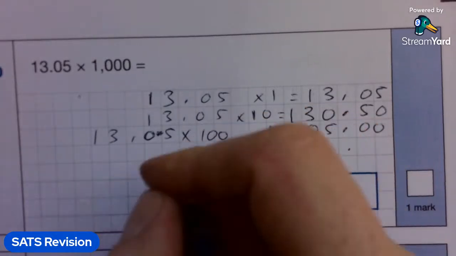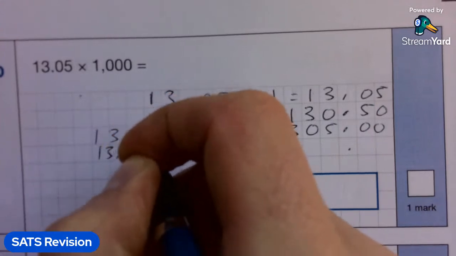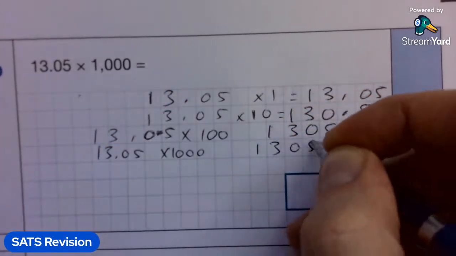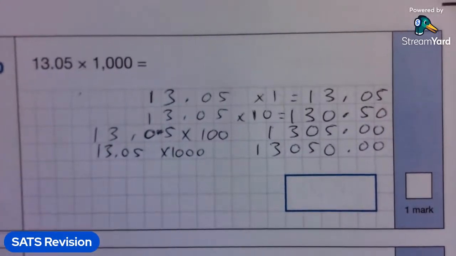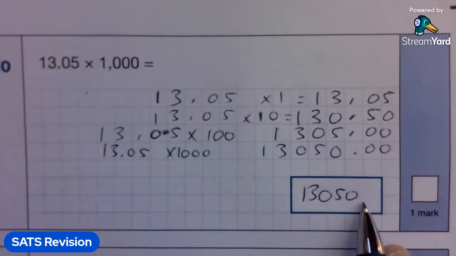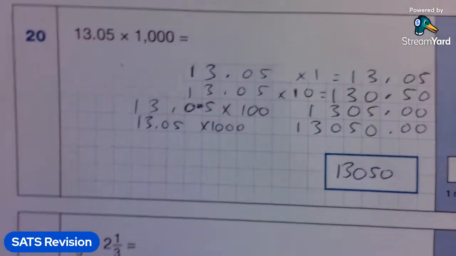And now again, multiplied by 1,000. It's all going to move over, 13,050 like this. Yeah. So your answer is 13,050. You could put .00 if you want to, but you don't need to. That is absolutely fine. Right. Next one.